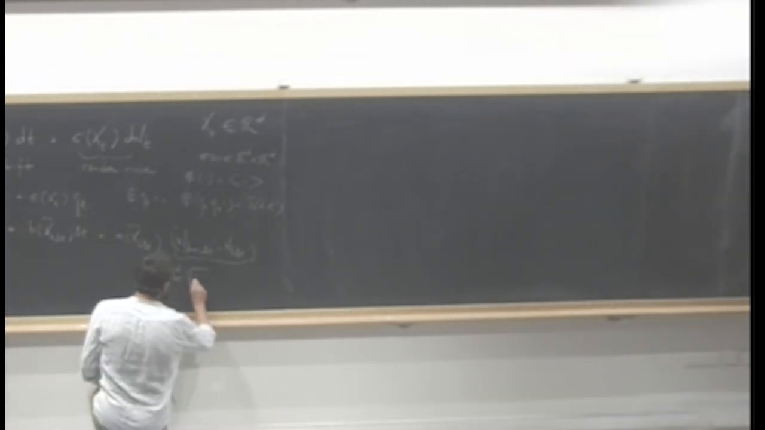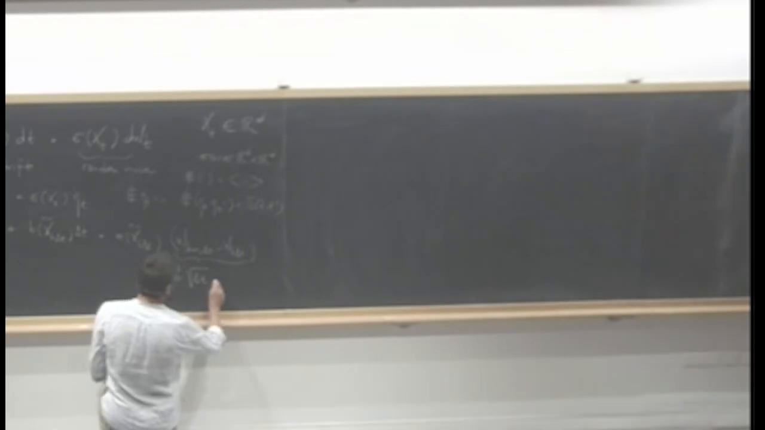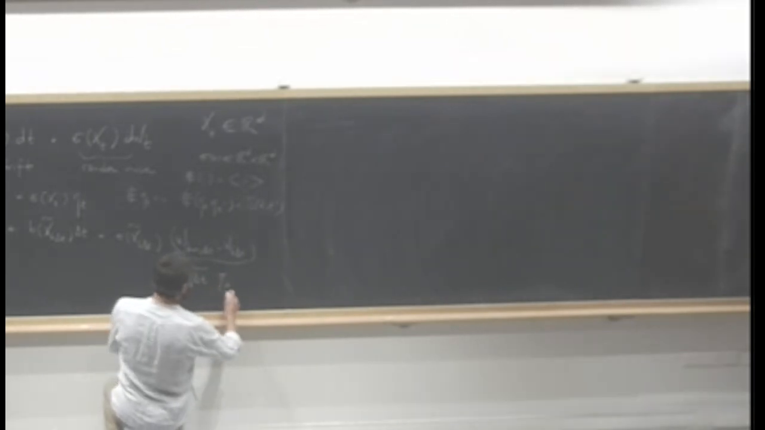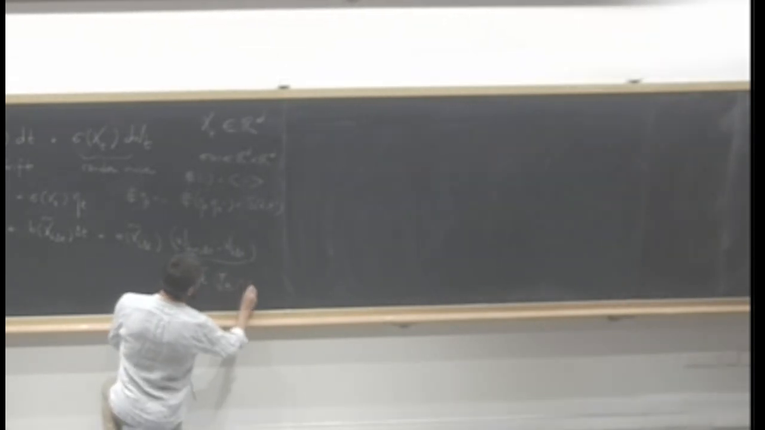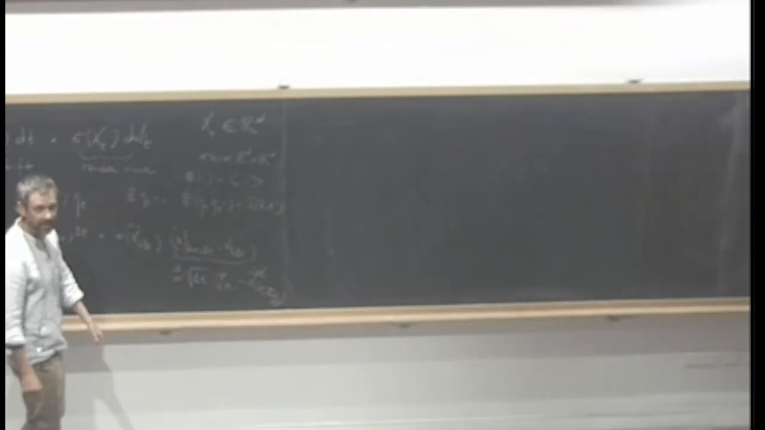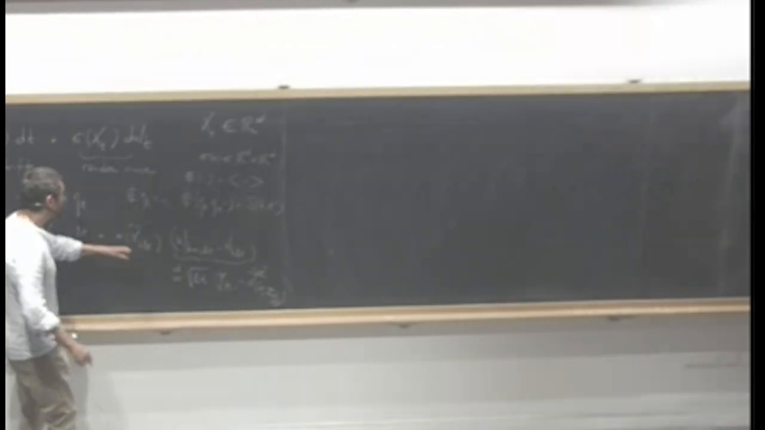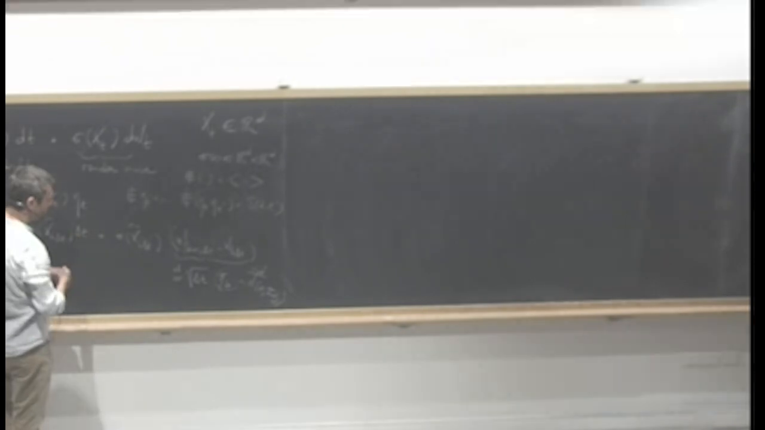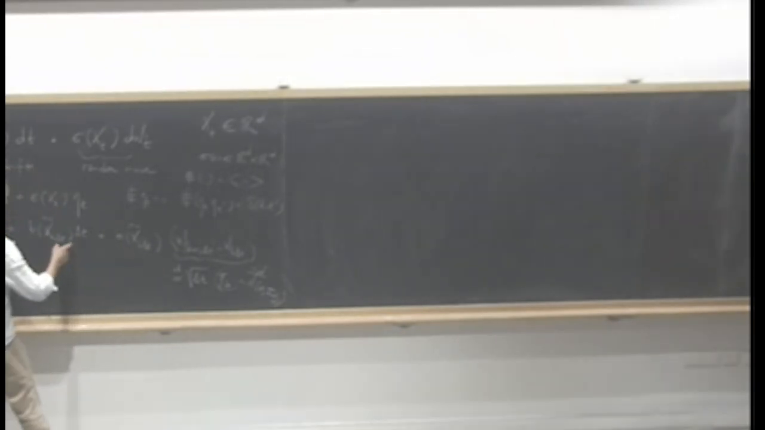This is equal to square root of delta t times ck, where these are IID, so they are independent for different k, and they are Gaussian random variables with unit covariance in d dimensions. So this is the identity matrix.